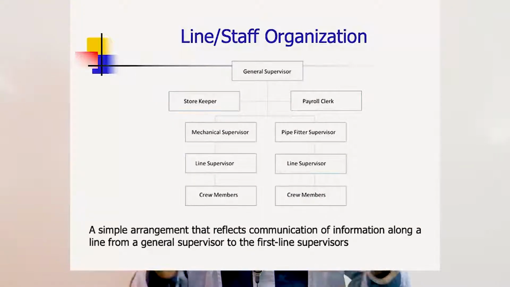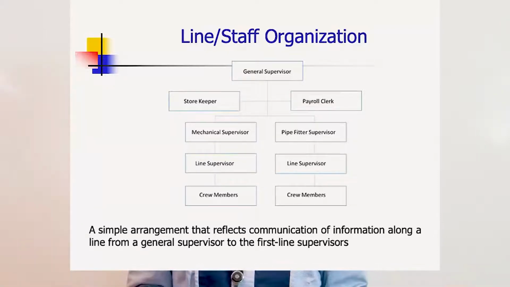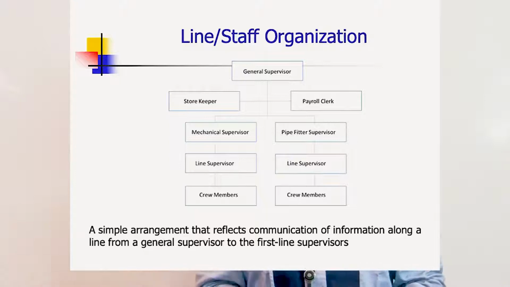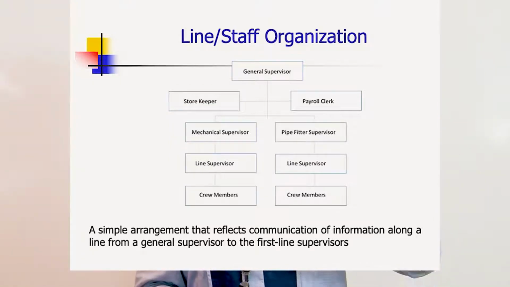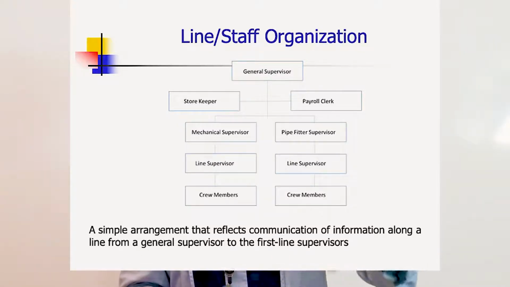The payroll clerk takes a record of how many hours are spent in maintenance operation and every other expenditure that is incurred in the course of maintenance for accounting purposes. Both of them work directly under the maintenance supervisor. But looking at the technical side of maintenance, under the line staff organization, we have the mechanical supervisor who supervises the line supervisor. So both of them are supervisors, but the line supervisor is under the mechanical supervisor, and then the crew members, all the technicians, come under the line supervisor.